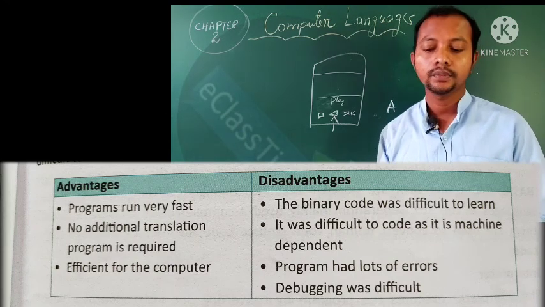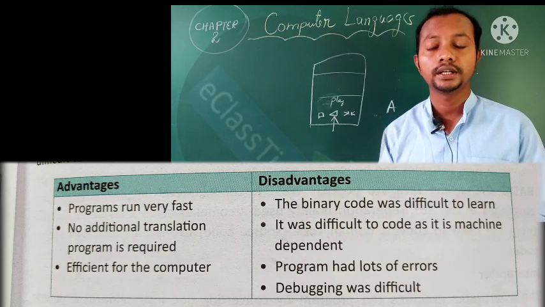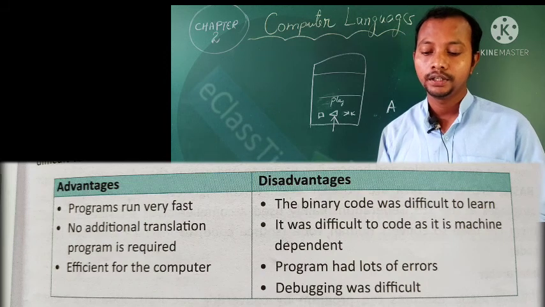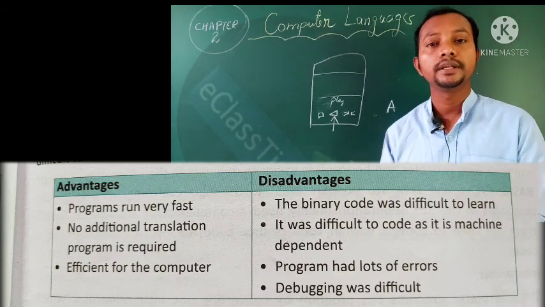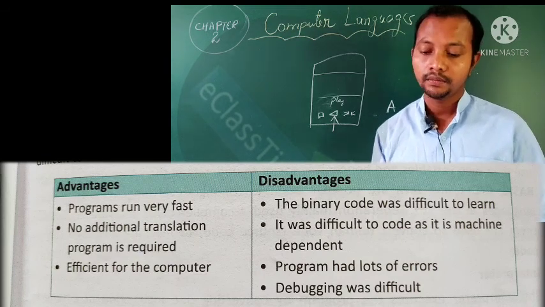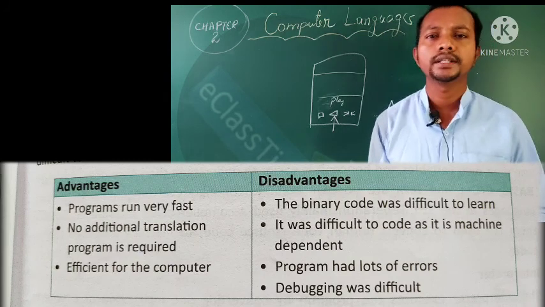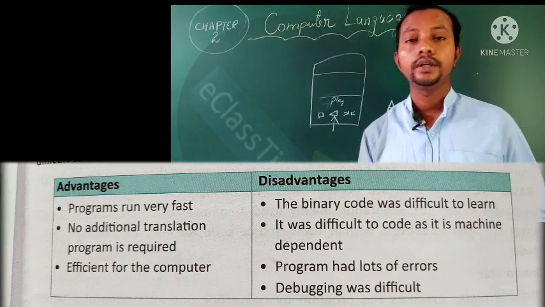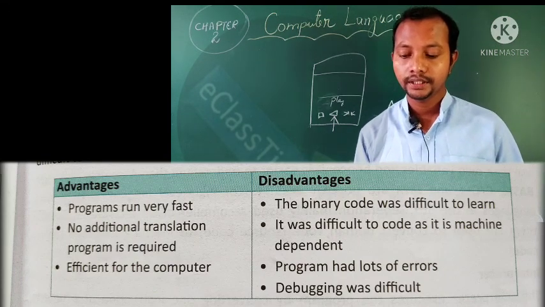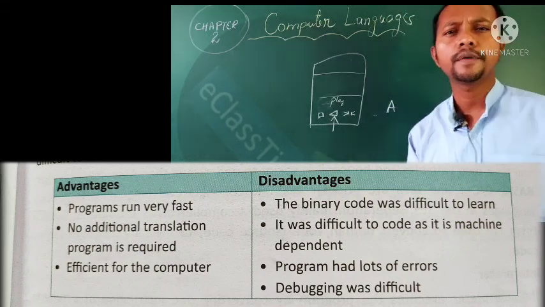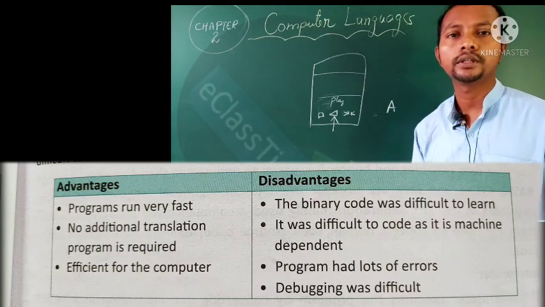On the other hand, the disadvantages: it was difficult for people to understand, difficult to learn, and difficult to code. It was machine dependent, merely on the machine, so it was very difficult to code. If you want to write something only in zeros and ones, surely there will be many mistakes. And when you make a mistake, it was also difficult to find out where it is, because when you open the page you see only zeros and ones.